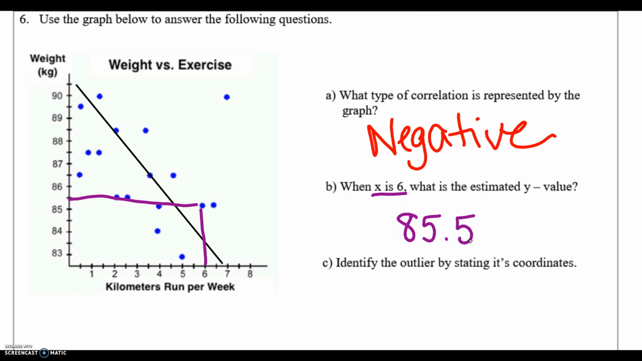And then lastly, it says, state any outliers. An outlier is something or a point that lies on the outside of your data set. So my x value is 7, and my y value looks to be about 90.